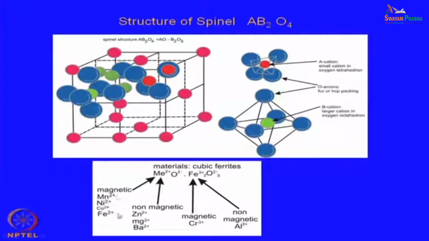Okay. One example is, here you can see manganese, nickel, cobalt and iron. Manganese 2 plus, nickel 2 plus, cobalt 2 plus, and iron can have both 2 plus as well as 3 plus states. So that way iron can be present both in the tetrahedral side and in the octahedral side, whereas these are normal spinel. When zinc is there, that is a normal spinel structure.